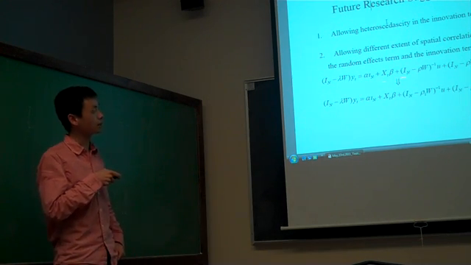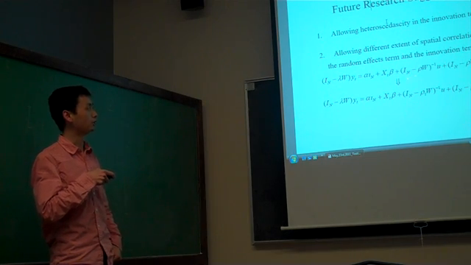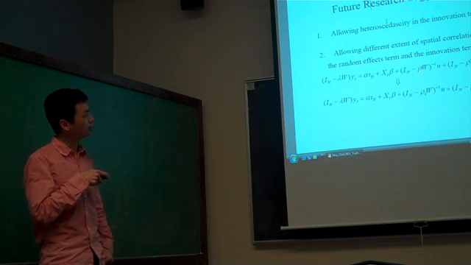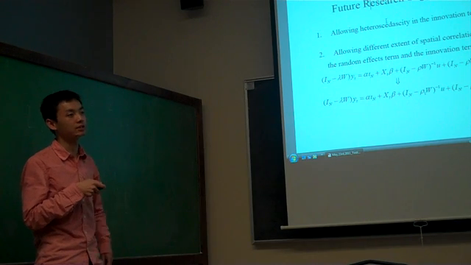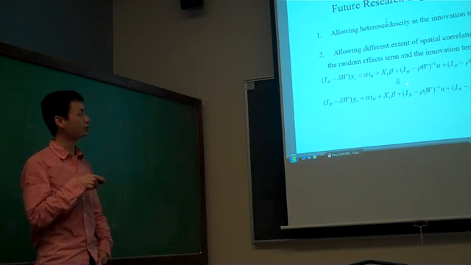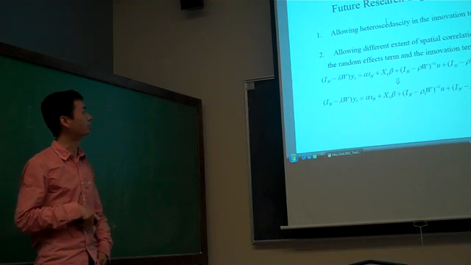But here we can see this is our model. So for the innovation, we can have a spatial effect. For the individual random effect, we can also have it spatially spread over. But the strengths of these two are the same, right? But it does not need to be the case. So we can generalize this specification by allowing these two parameters not to be the same. This is some future research suggestions.